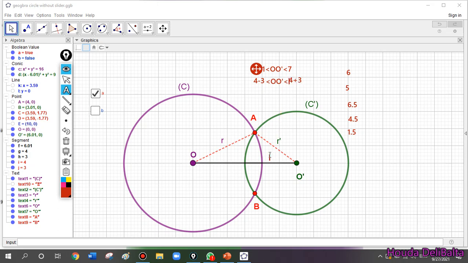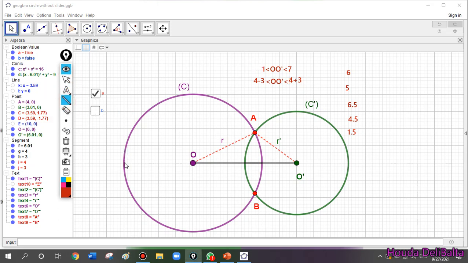And that's a property in a triangle as well. If I have this side and this side, then definitely the third side is bounded between the difference of the sides and the sum of the sides. That's according to intersecting circles.